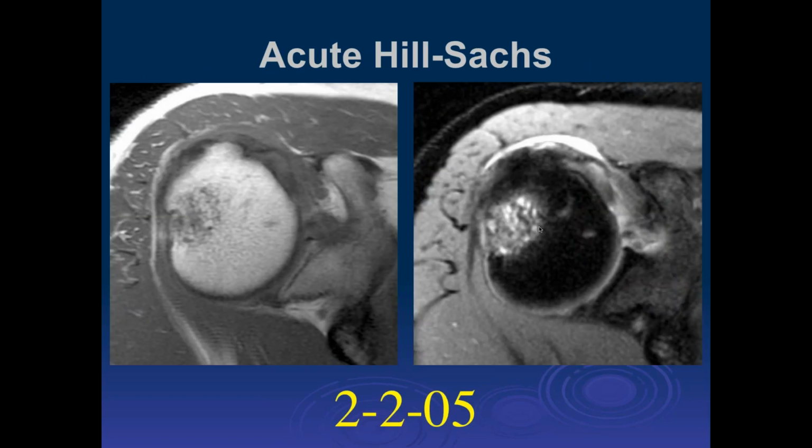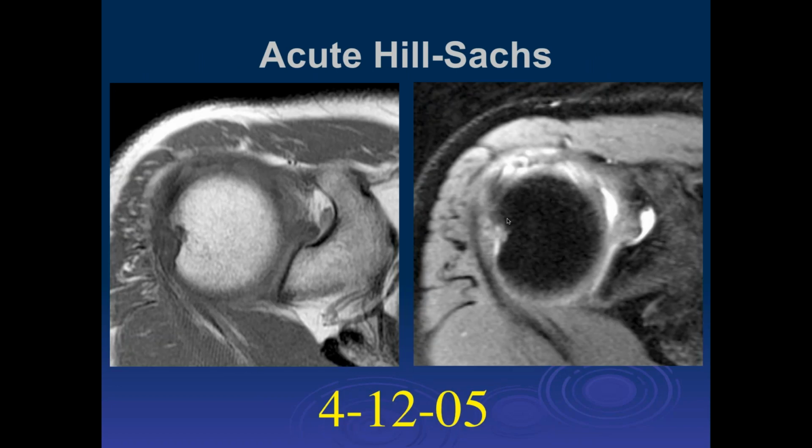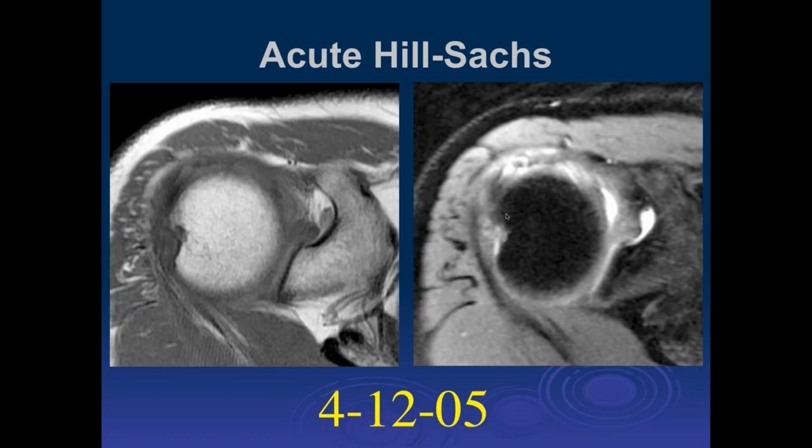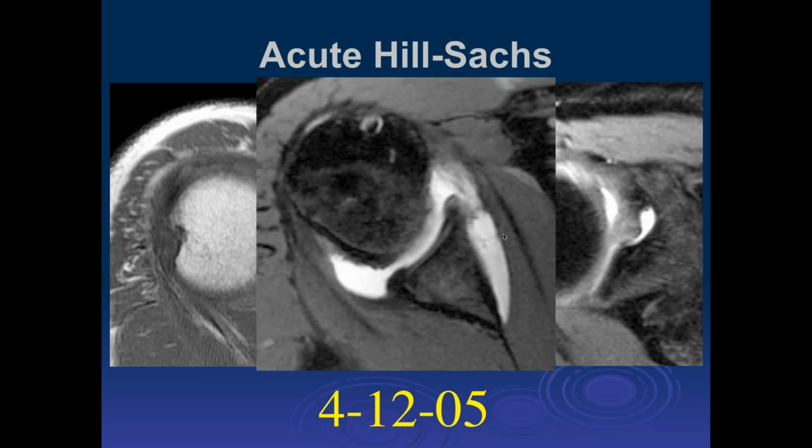Okay. And here's another case where we have acute bone edema, and this is what it looks like later. So this is the acute injury, and this is what the Hill-Sachs looks like later when it heals, and we just have kind of the V-shaped impaction.